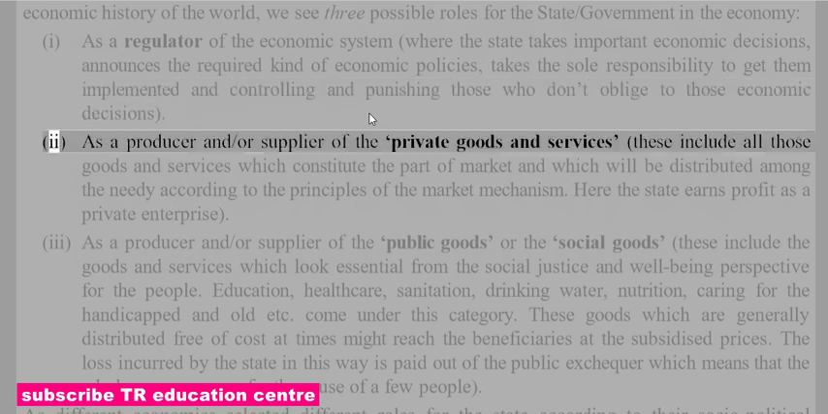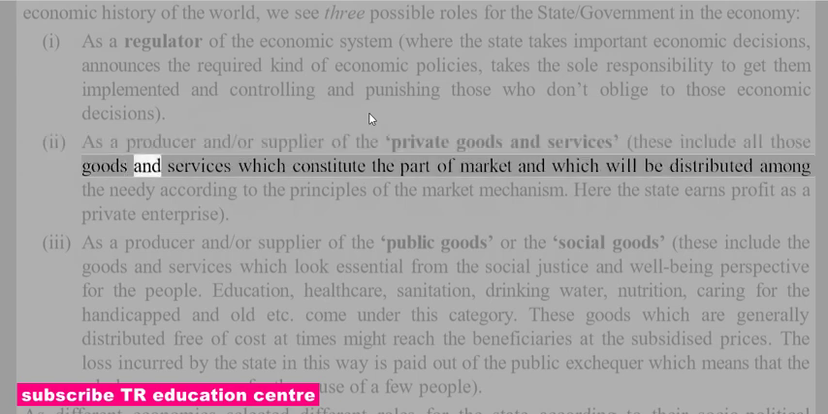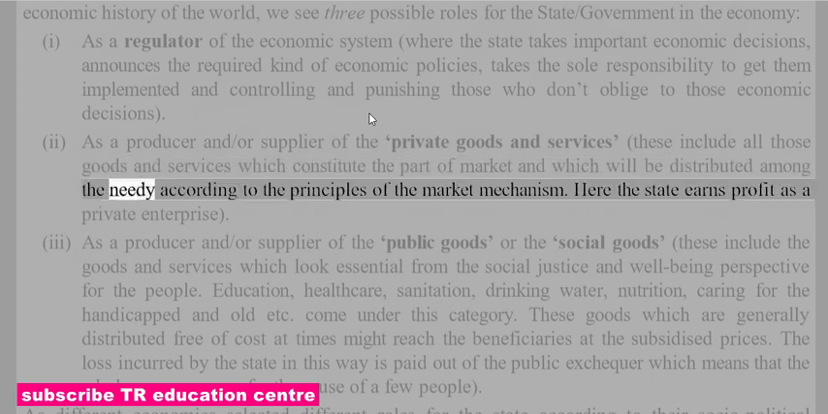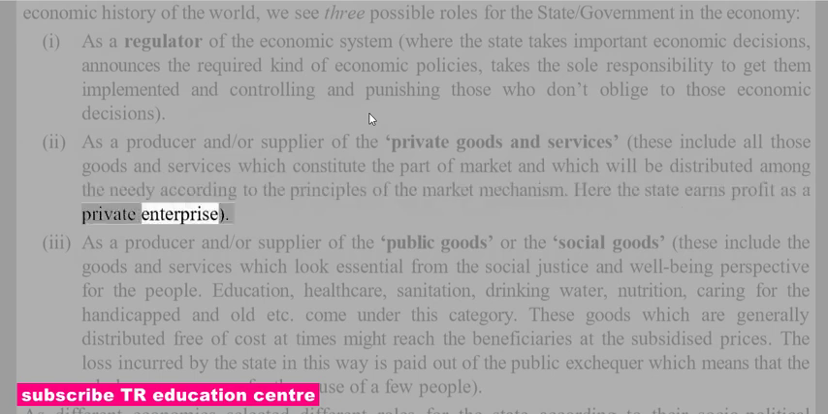2. As a producer and/or supplier of the private goods and services. These include all those goods and services which constitute the part of market and which will be distributed among the needy according to the principles of the market mechanism. Here the state earns profit as a private enterprise.